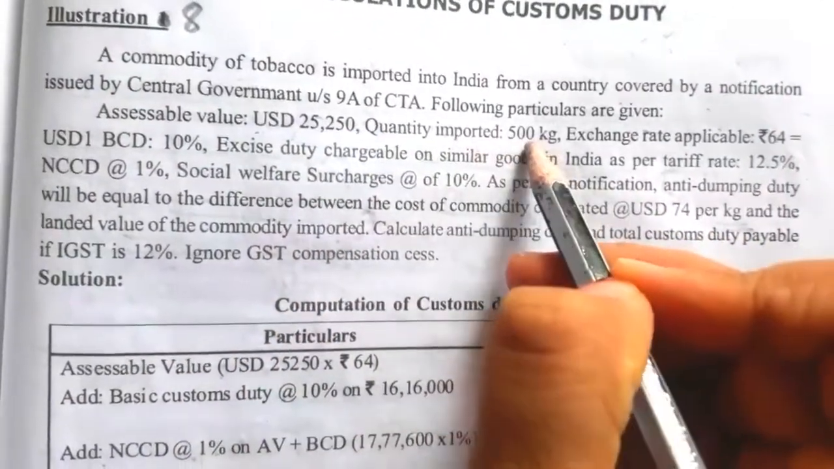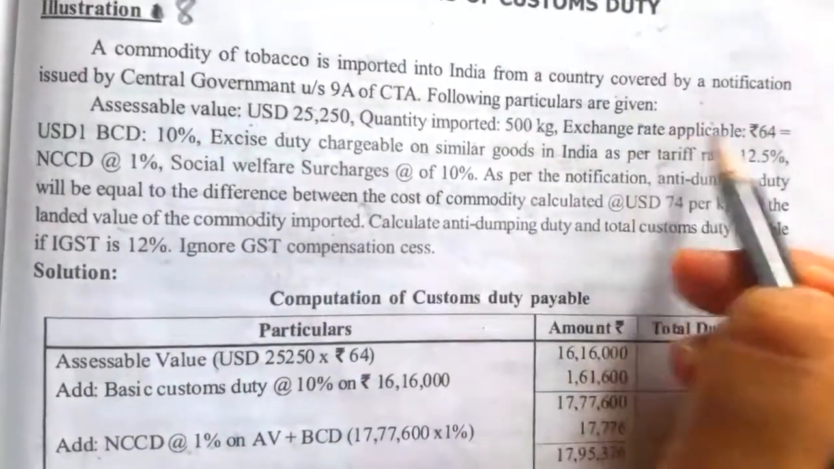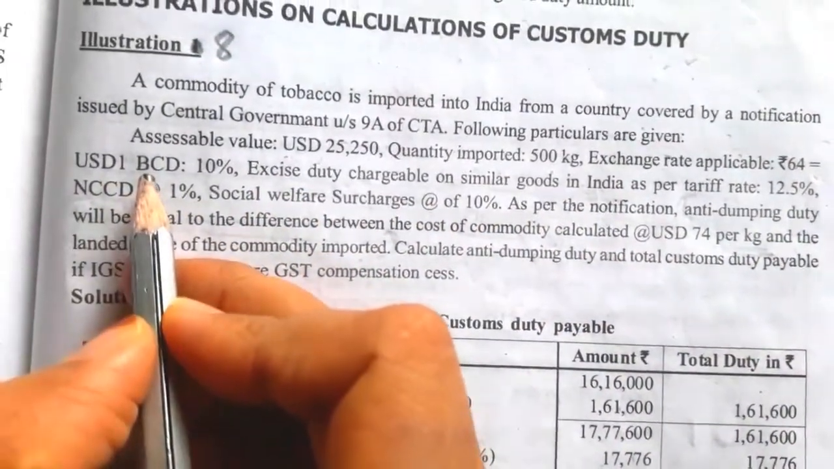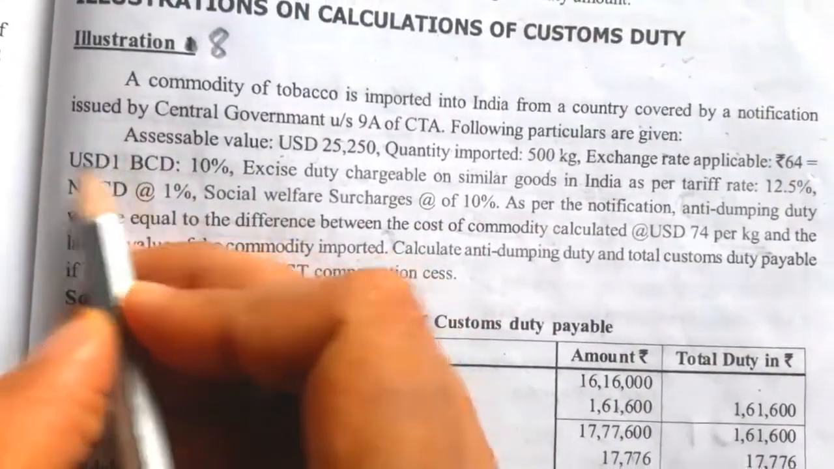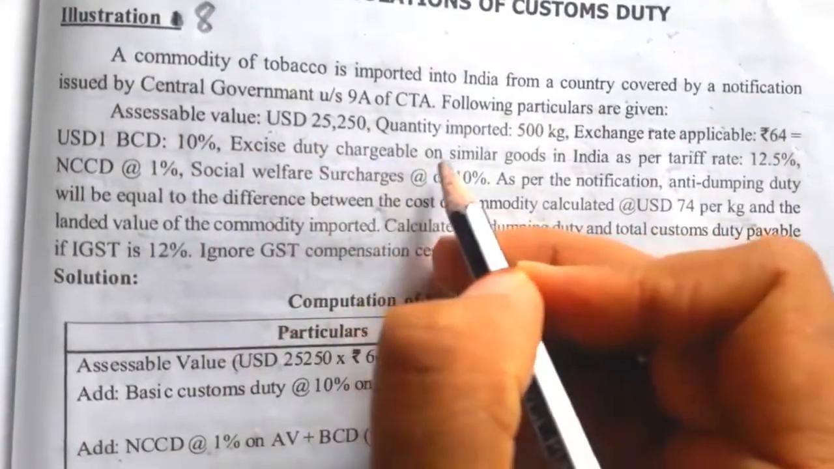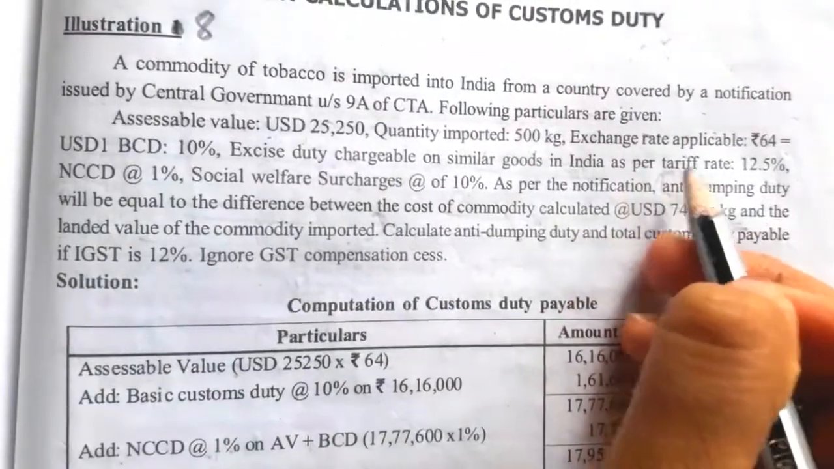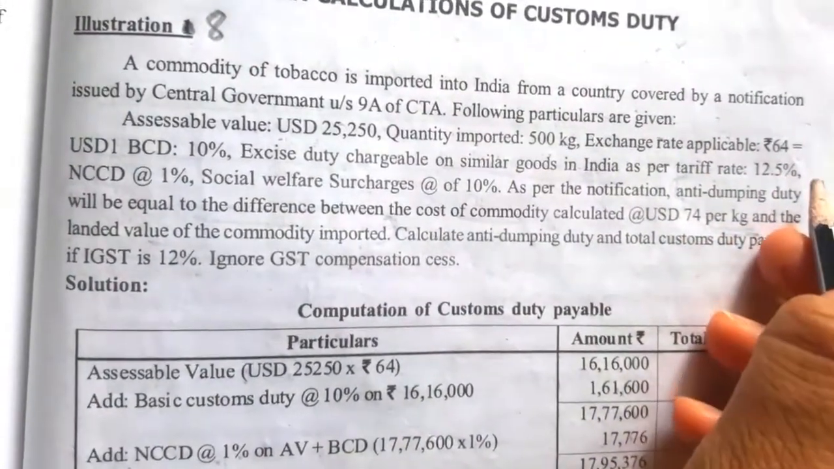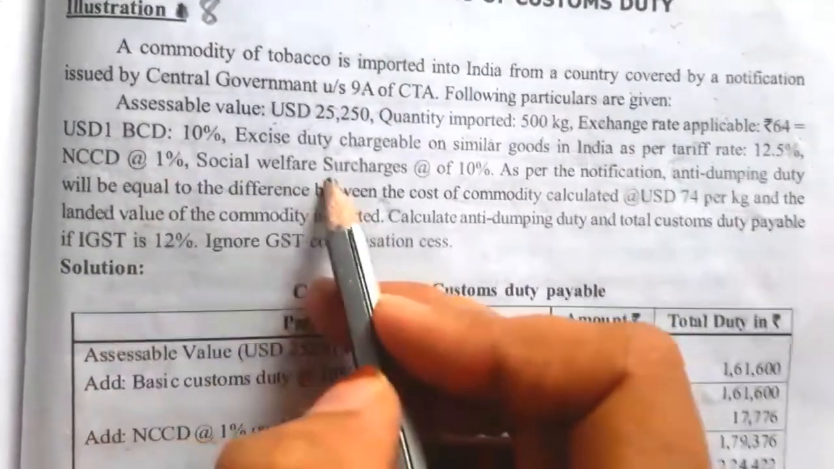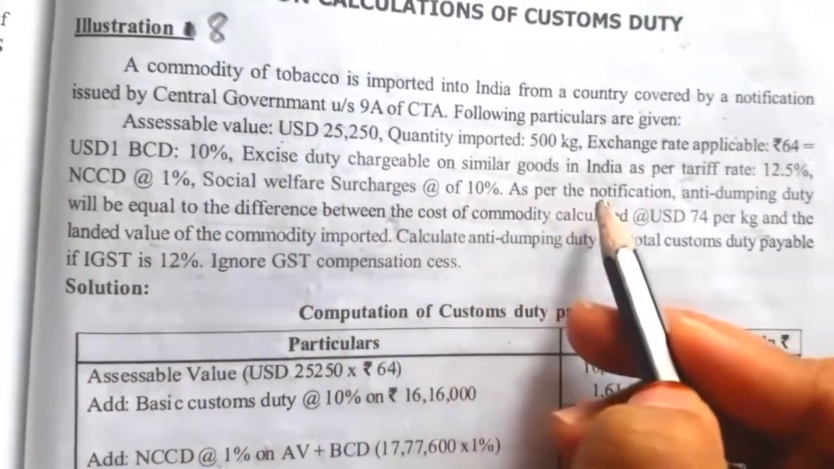$25,250, quantity imported 500 kg, exchange rate applicable ₹64 per US dollar. BCD at 10%, excise duty chargeable on similar goods in India as per tariff rate 12.5%, NCCD at 1%, social welfare surcharge of 10%.